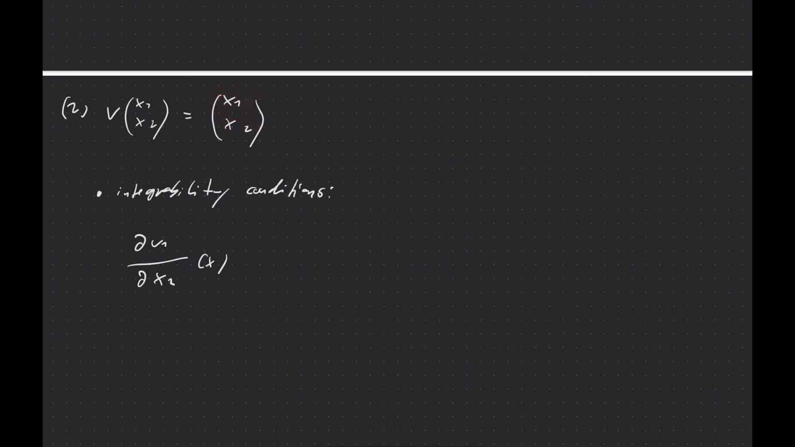If we differentiate that with respect to x2, then well, there is no x2 in that expression, so the result is 0. And we need to compare that with dv2 dx1. So this coordinate here, there's no x1 in that coordinate, so again, the partial derivative of that with respect to x1 is 0. And that means these two expressions do agree. So that means integrability conditions are satisfied. So it can still be a gradient field.